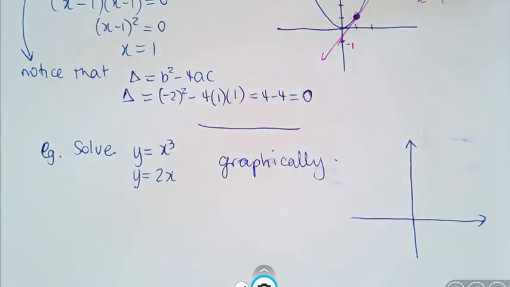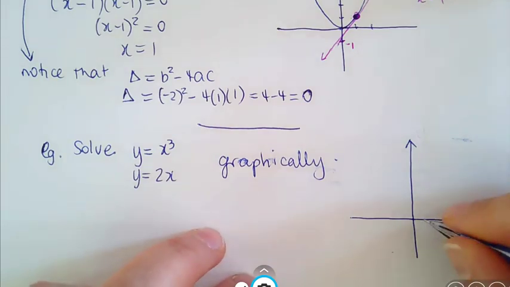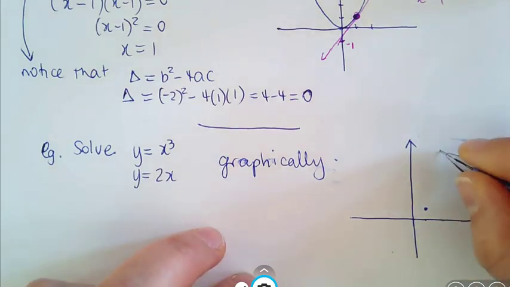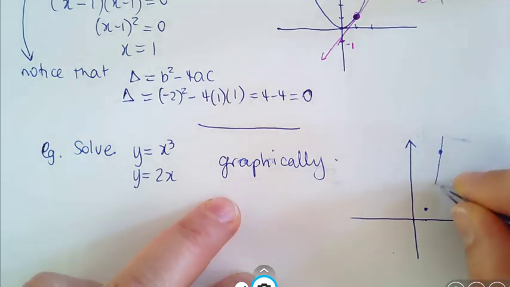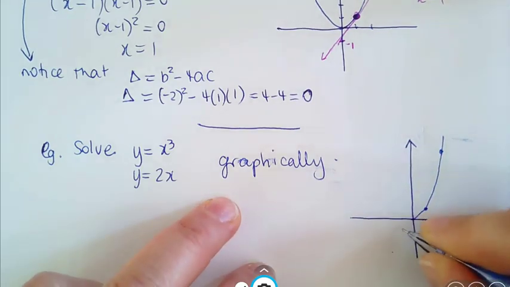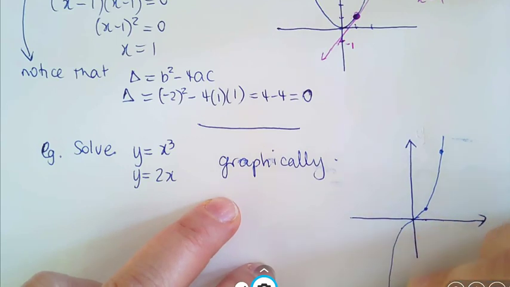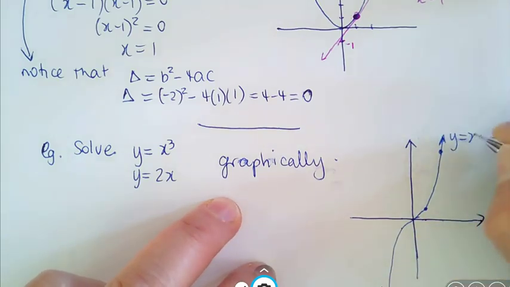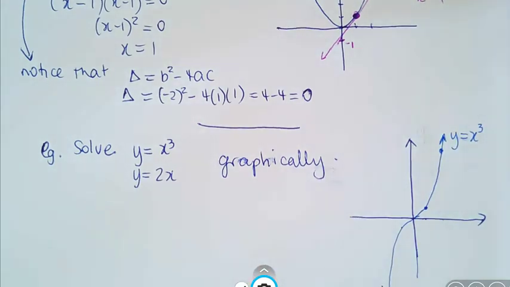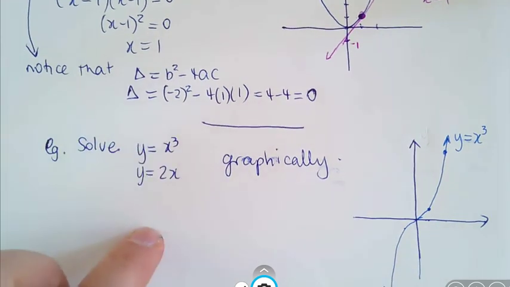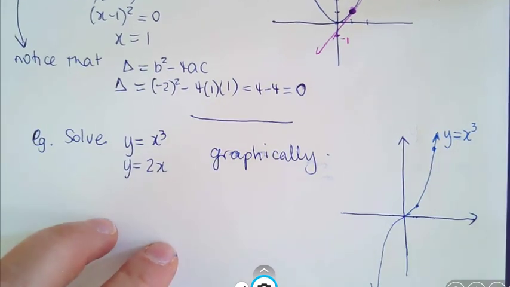What have we got for the cubic? Give me some points. When x is 1, y is 1. When x is 2, y is 8. The cubic would look like this. When x is negative 1, and so on. That's the graph of y equals x cubed. A quick sketch can give you the number of solutions quickly. It might say how many solutions are there to this. Now y equals 2x.